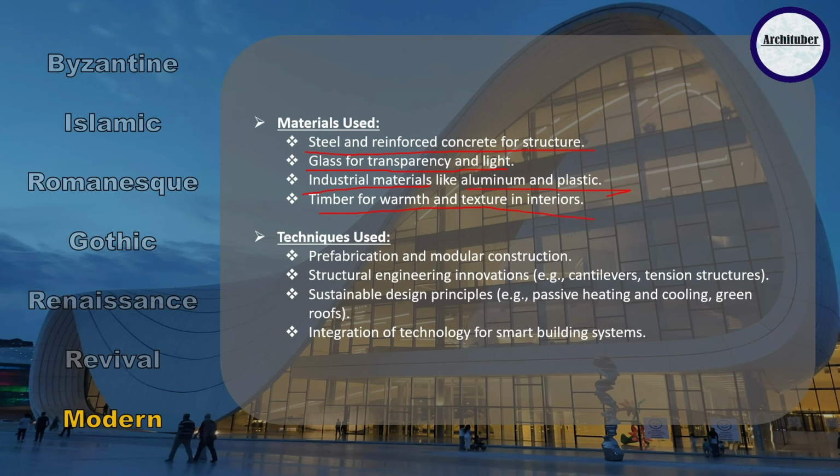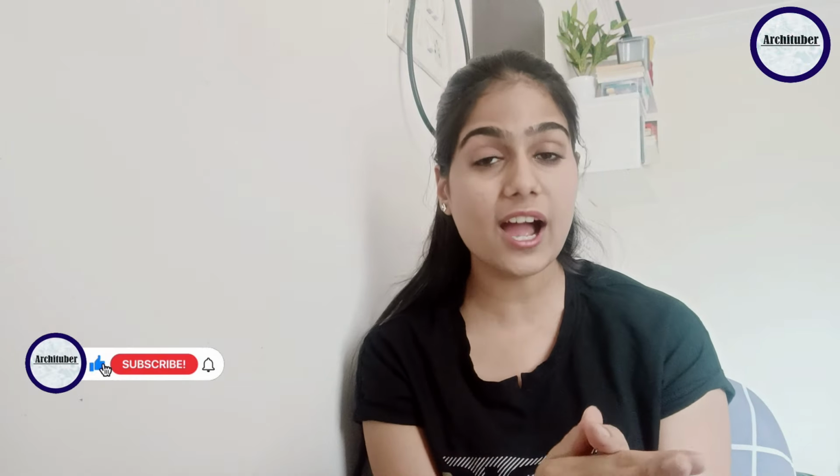Then the techniques they use: prefabrication, structural engineering innovation, sustainable design principles, and integration of technology for smart building systems. And yes, with that we have discussed the summary of the history of architecture.